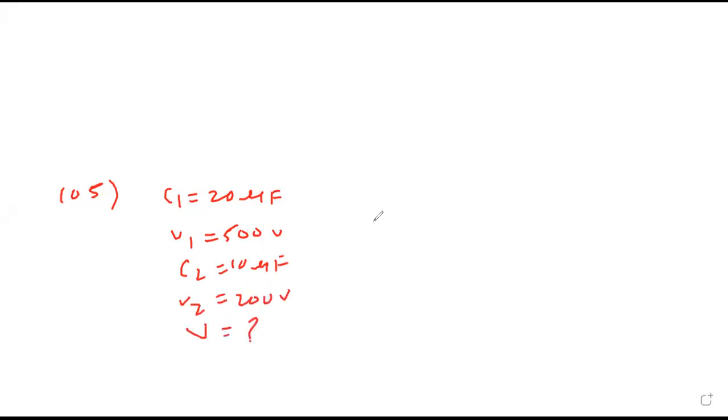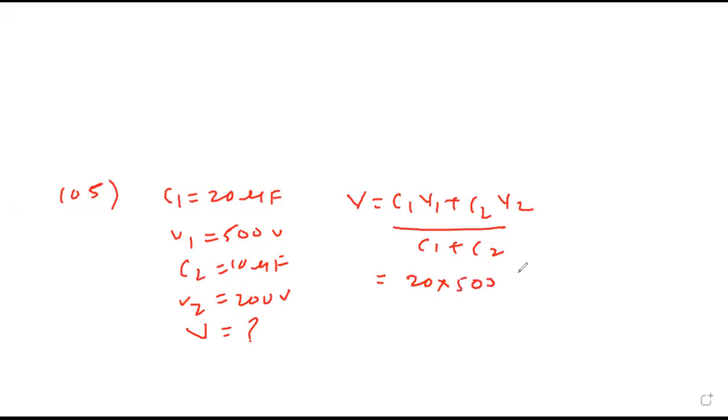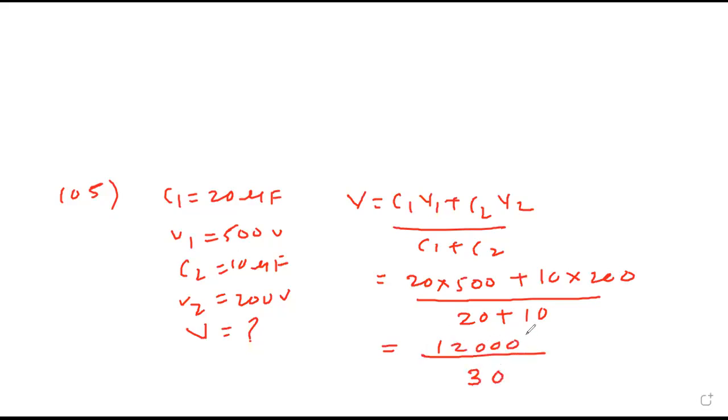Common potential V1 is C1 V1 plus C2 V2 upon C1 plus C2. That means total charge upon total capacity. 20 into 500 plus 10 into 200, upon 20 plus 10. 500 into 20 will become 10,000 plus 2,000 is 12,000 upon 30. 3 into 4 is 12, it is 400.